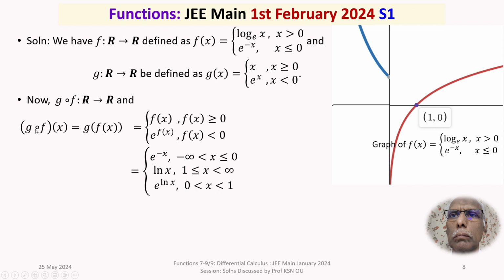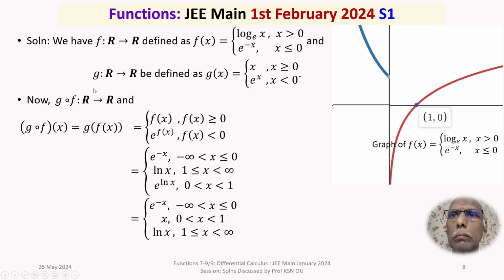So this is g compose f of x, and we write it in order. It will be equal to e power minus x for minus infinity less than x less than or equal to 0; e power ln x, which is x, for 0 less than x less than 1; and ln x for 1 less than or equal to x less than infinity. So minus infinity to 0, 0 included; 0 to 1, 0 not included, 1 not included; and 1 less than or equal to x, that means 1 is included, up to infinity. So g compose f is defined from R. The domain of g compose f is R, right?